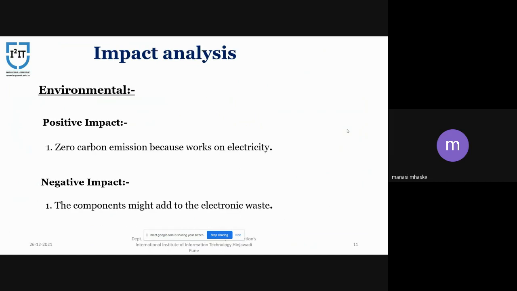Other than social, it would also have some environmental impact. For the positive one, zero carbon emissions because it works on electricity, and for the negative one, the components might add to electronic waste.